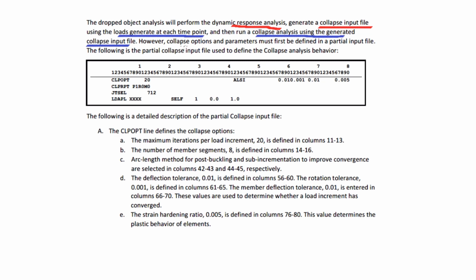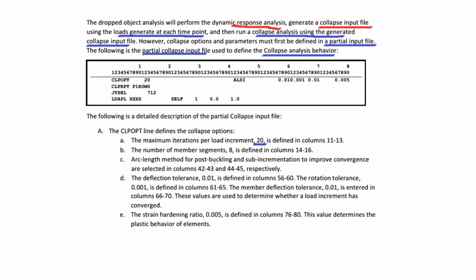Our collapse option parameters must be defined in a partial input file. In a separate input file, we need to define the collapse options. The following is the partial collapse input file to define the collapse analysis behavior. Here, the CLPOPT line defines the collapse options. Maximum iterations per load increment is 20, and the number of member segments is 8, defined in columns 14 to 16.